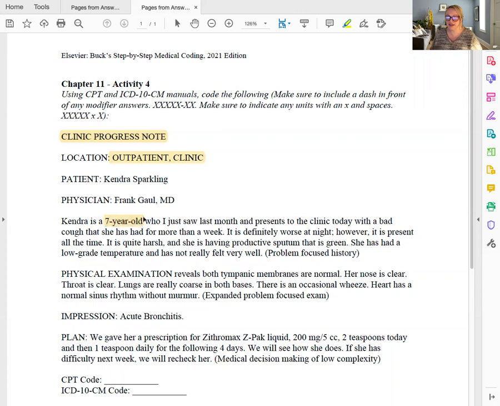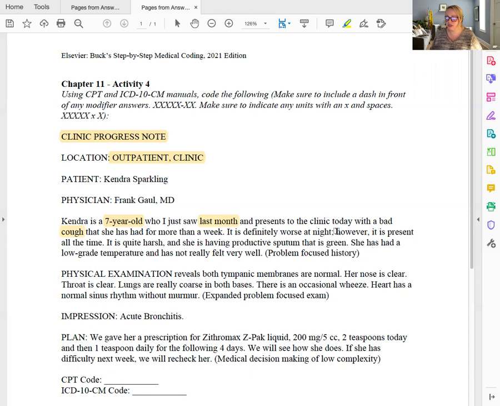I'm just going to highlight that because every time I see a pediatric, I look to see if there's a documentation of another person indicating history for the patient. She was seen just last month. So as soon as I see that, I know this patient is going to be established outpatient visit since she was seen within the last 3 years by Dr. Gall. She comes today with a bad cough and she's had for more than 1 week.